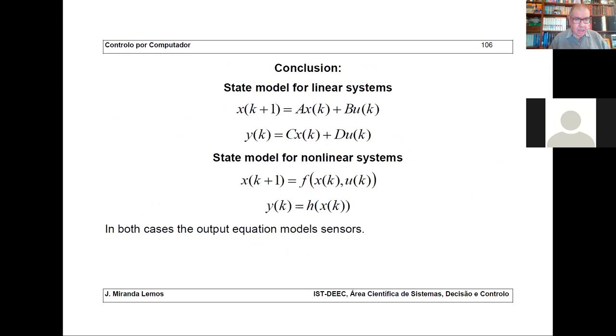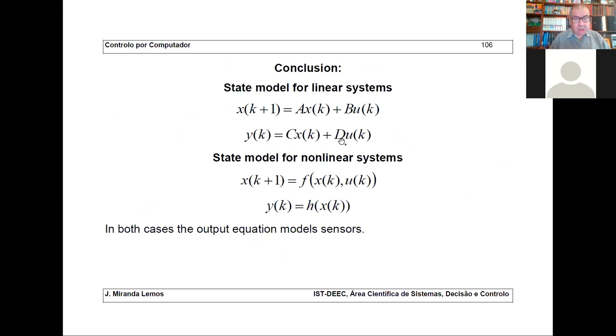Now, in general, you can think of models of this type: x of k plus 1 is equal to A x of k plus B u of k, and y of k is C x of k plus D u of k. This last term never appeared in our example, but sometimes you must think about it. It's very rare, because when D is different from zero, there is an instantaneous action between the input and the output: u of k instantaneously affects y of k, okay? Usually it takes some time for the input to take effect on the system, so D is usually zero, okay? In many cases I don't write it down, but there are some examples in which D must be there.